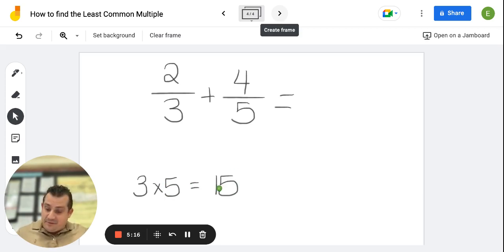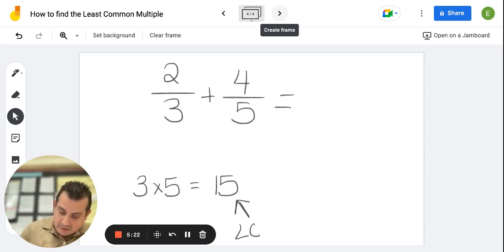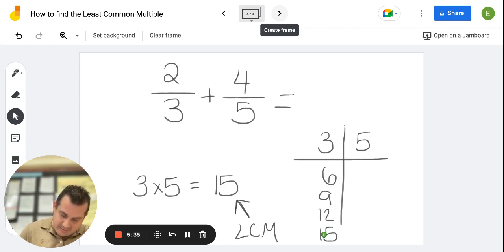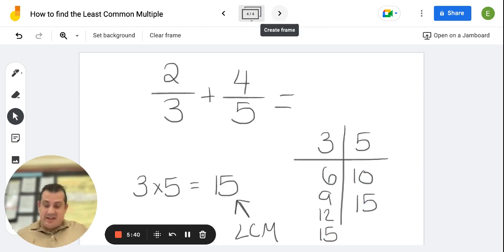Here, 15 is going to be our least common multiple, because if I make two columns of 3 and 5, starting with 3 up top, I go 3, 6, 9, 12, 15, and 5, 10, 15. You see that 15 is your least common multiple. But I could keep on going, and you would see that 30 would also be a common multiple. It's not the least common multiple, but it is a common multiple.